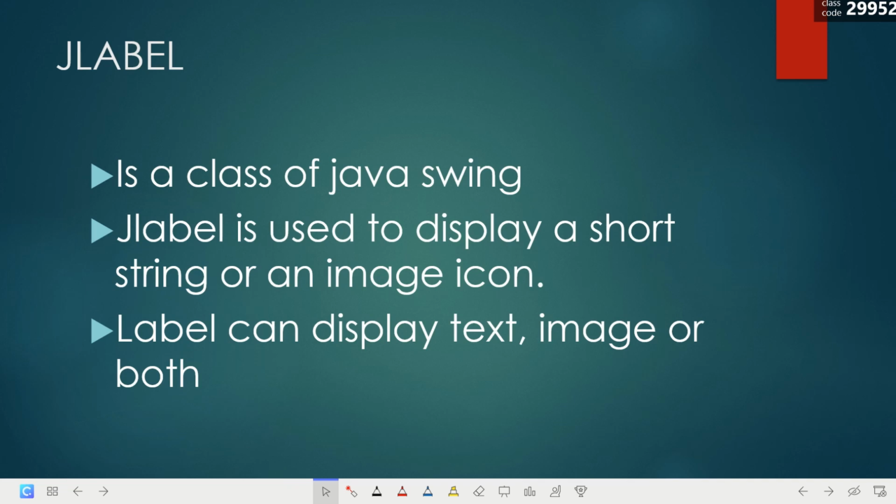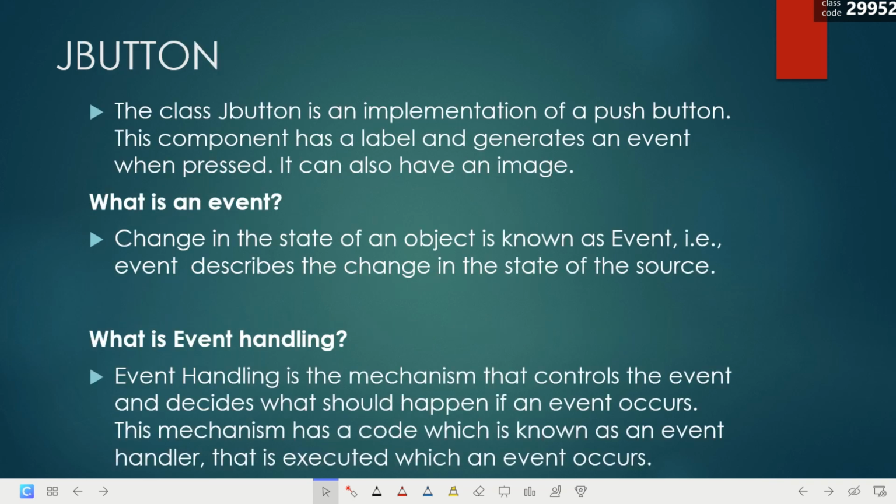How about the JButton? When we say JButton, the class JButton is an implementation of a push button. This component has a label and generates an event when pressed. It can also have an image.